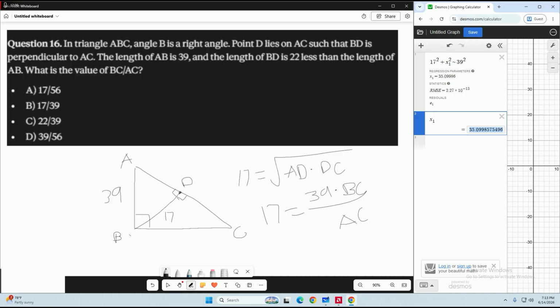Just keep track that x1 is AD, which is 35.099. Now I can solve for the length of DC using this formula right here, because I have the length of AD. So I can plug that in: 17 equals the square root of x1 times y1. I'll copy and paste x1. That means y1 is basically the length of DC, which is 8.23365.